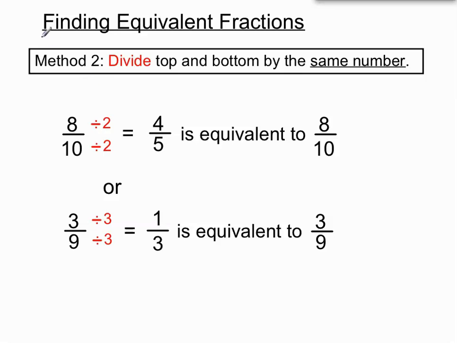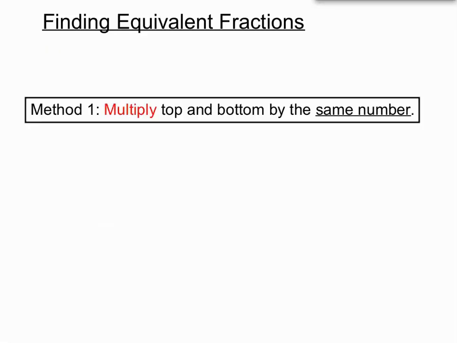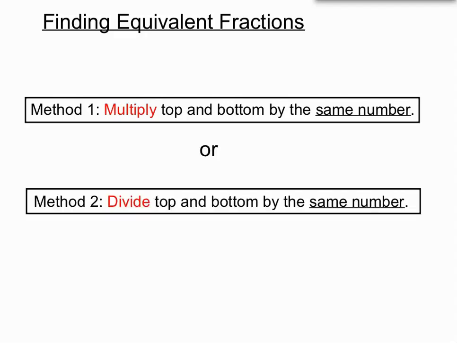Just to summarize, to find equivalent fractions, we can either multiply the top and bottom of the fraction by the same number, or we can divide the top and bottom by the same number.